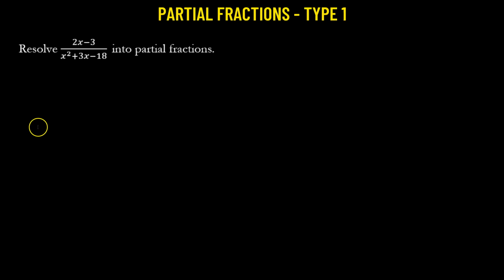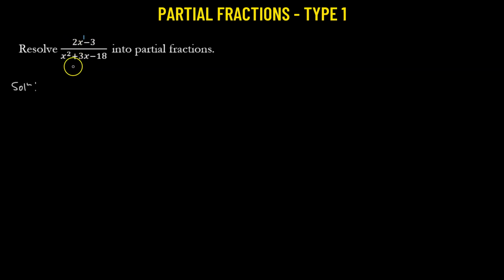In this problem, we need to convert the given rational fraction into partial fractions. Let's begin. First, before proceeding, we need to check that the degree of the numerator must be lesser than the degree of the denominator, which is true in our case, because the highest power of x in the numerator is 1, and the highest power of x in the denominator is 2.